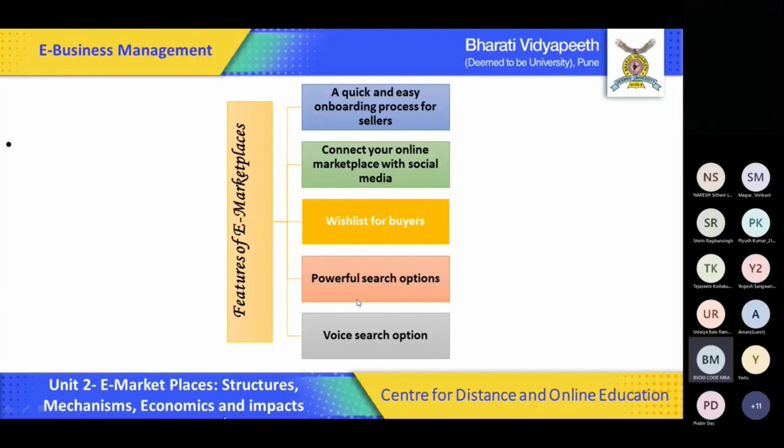Then, a wish list for your buyers. Again, this is very important, that our buyers should have the wish list available. A wish list is an online marketplace feature that allows buyers to create their online collection of products that they are interested in buying, and they can save that collection for future reference. This signifies a buyer's interest in specific products. Without showing intent to buy immediately, sometimes they save it in the wish list. For a portion of buyers, a wish list is an extremely important feature. It provides them with an opportunity to save any of the products for later.